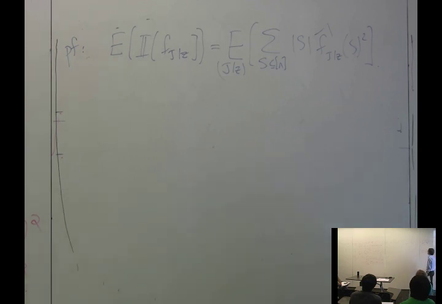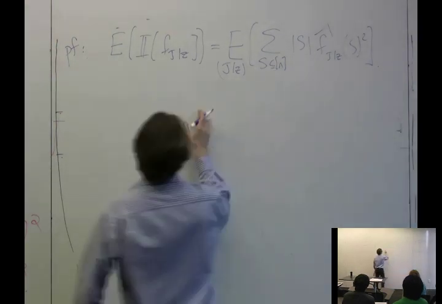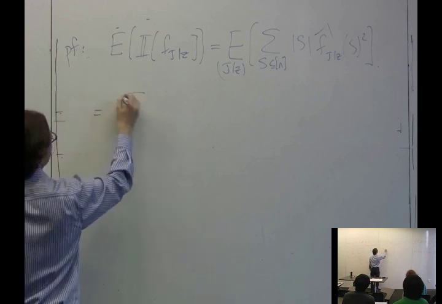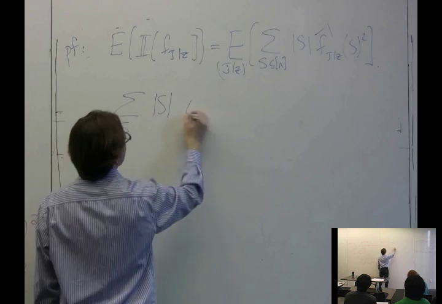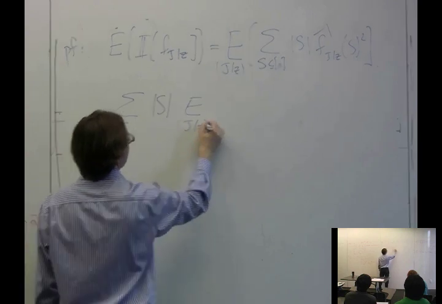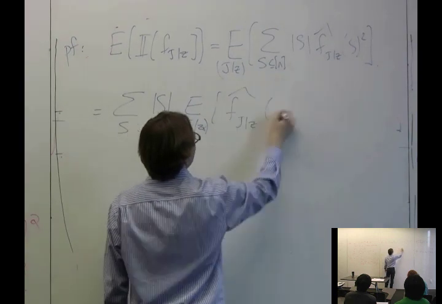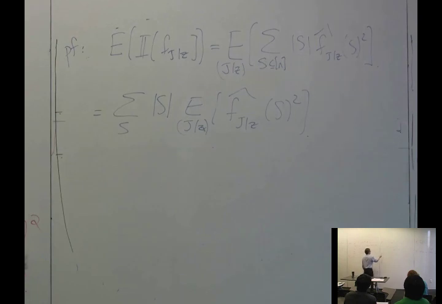Okay. So now we should, as always, just switch the expectation and the summation. So we'll get the summation over S. We can bring the cardinality of S out. Expectation over J and Z of F_{J restricted to Z} hat S squared. Okay, now we'll use this formula.